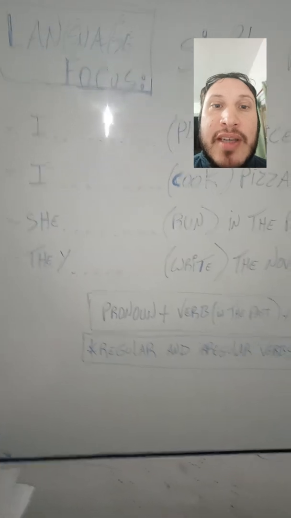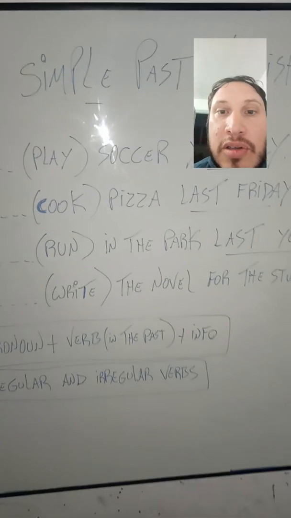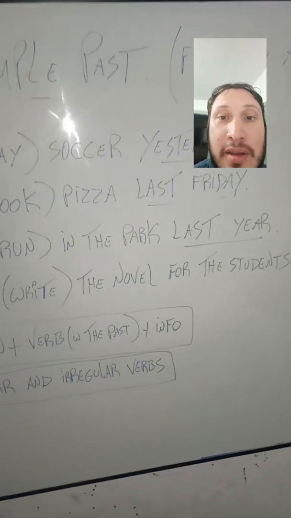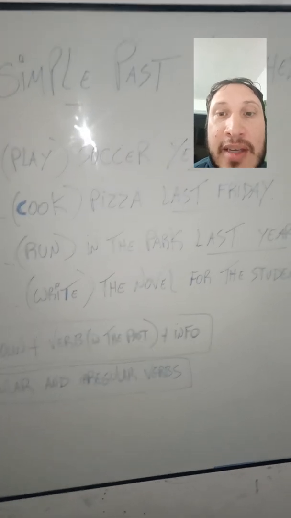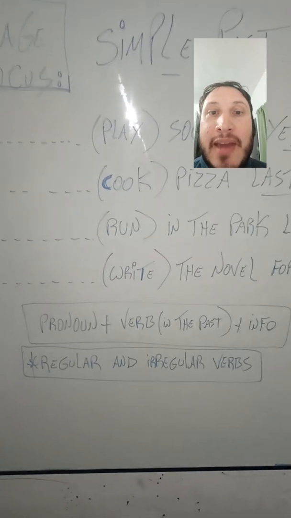Okay? So look at examples. The first one says, you need to include play, soccer, yesterday. Yesterday means ayer, okay? So it is the main indicator that we are speaking about the past. Look, I need to use play.